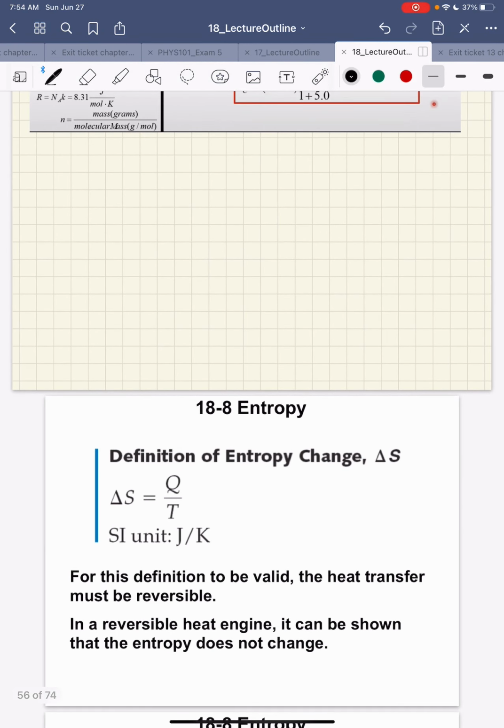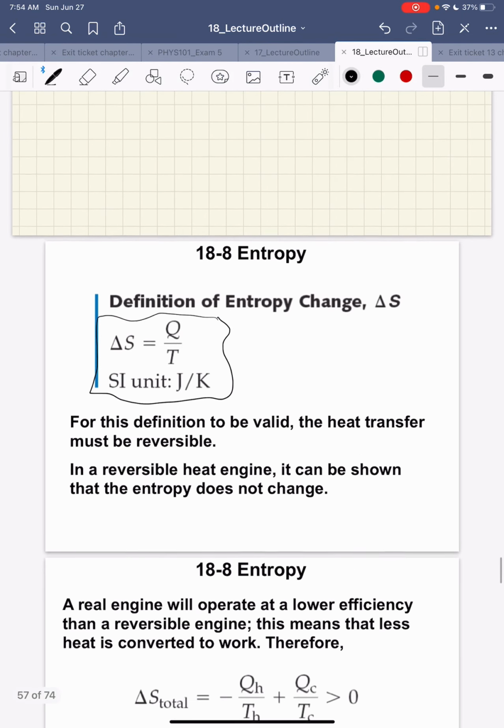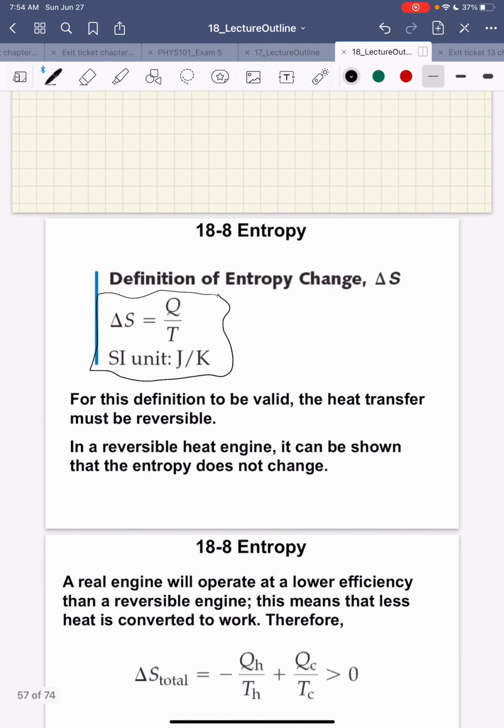This is the definition of the entropy, the change in entropy, Q over T, and it has units of joules per Kelvin. For this definition to be valid, we should have the heat transfer be reversible.